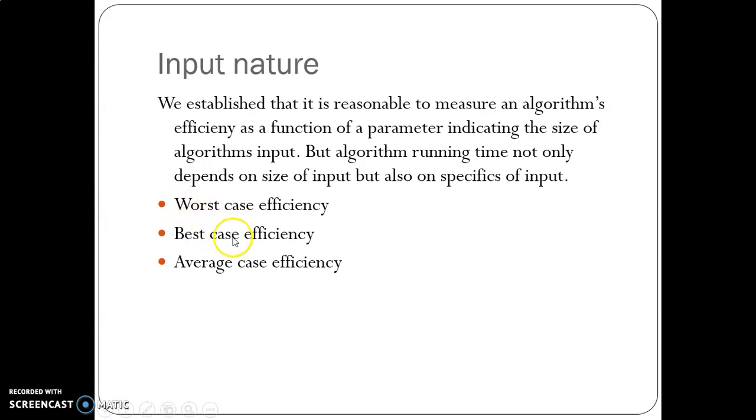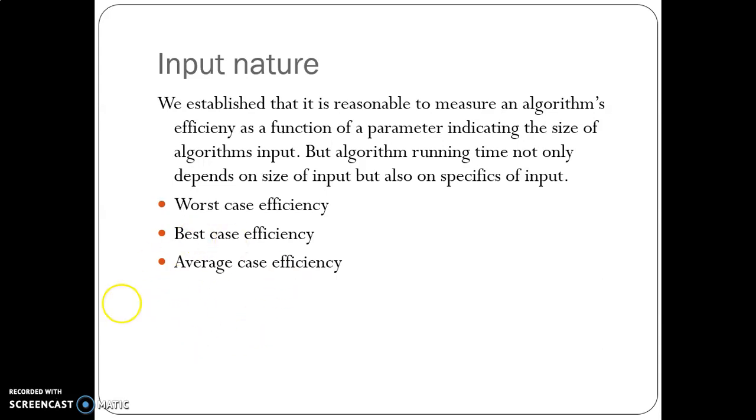And the best case input will be that the list is already sorted. So our input list is 1, 2, 3, 4, and we are trying to sort it, and the only time taken will be in determining that the list is already sorted.